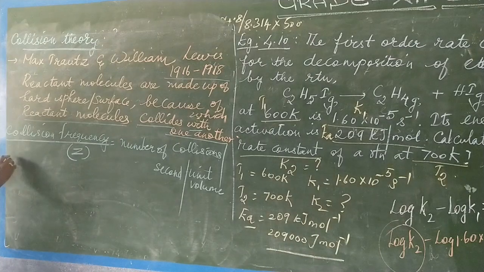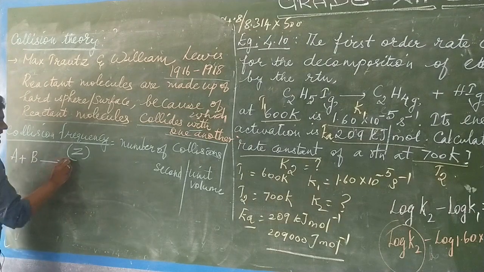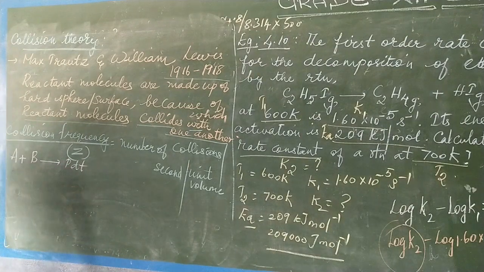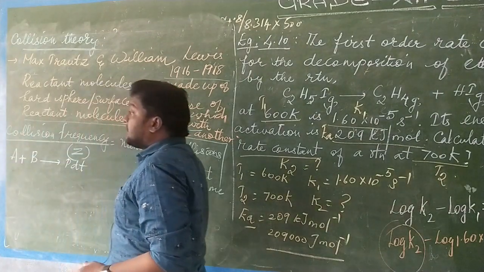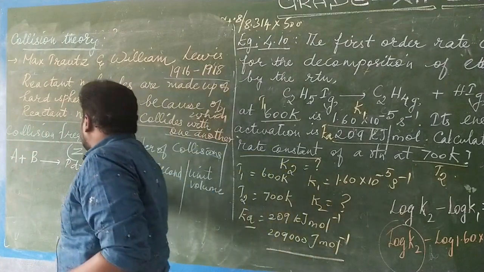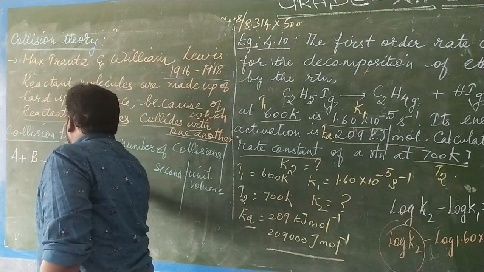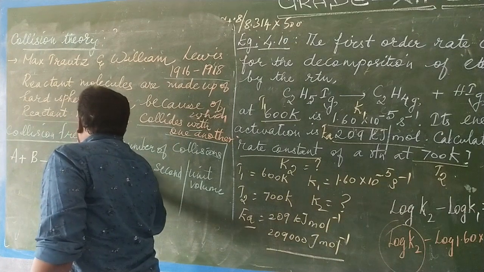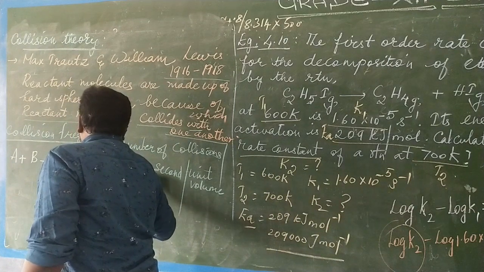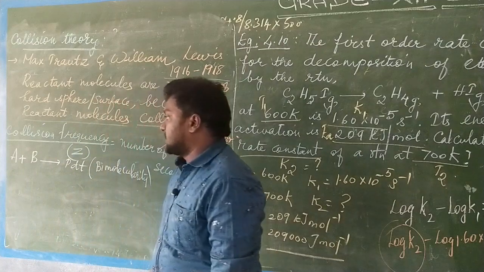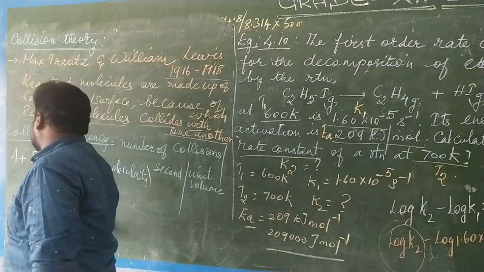Now consider a chemical reaction in which A and B react with one another, giving rise to the formation of a product. And what is this reaction? It is a bimolecular reaction. For this I am applying a rate equation.